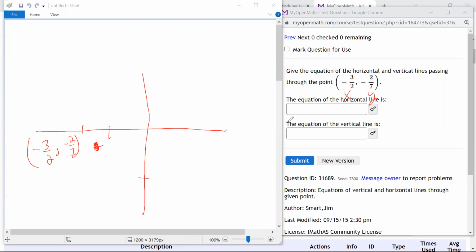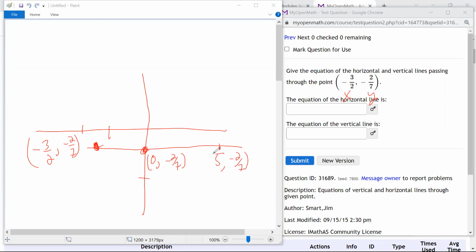And now if we look, the first question asked for the horizontal line. So I'm going to draw a horizontal line through that graph. And I know that point is -3/2 and -2/7. And if this is a horizontal line, that point is also 0, -2/7. And if I go out here to 5, it'll be 5 and -2/7.